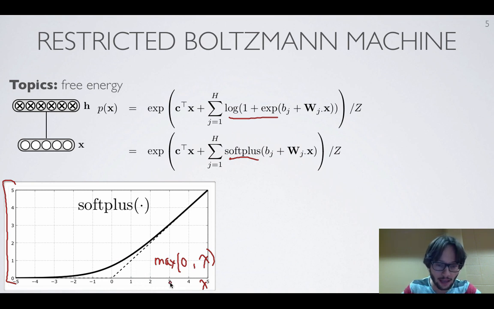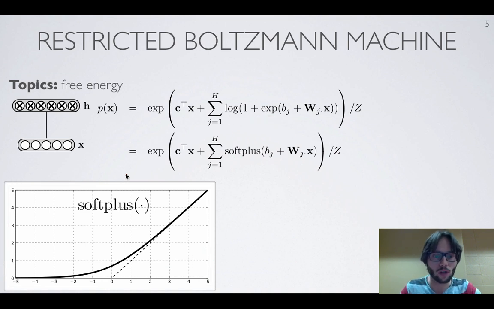So we see that as the argument becomes greater and greater, it becomes closer and closer to a linear function. And if it's quite negative, then it's going to be lower bounded by 0, and as we go towards minus infinity, we are getting closer and closer to 0. So it's a smooth version of this function here, which corresponds to the rectified linear function that we've seen when we described activation functions for neural networks.